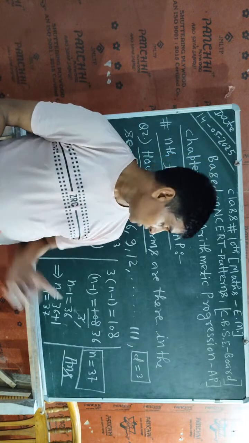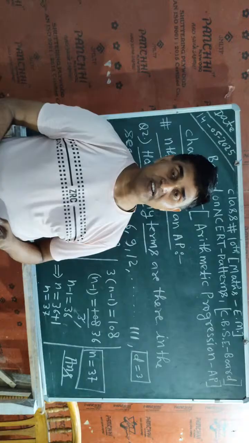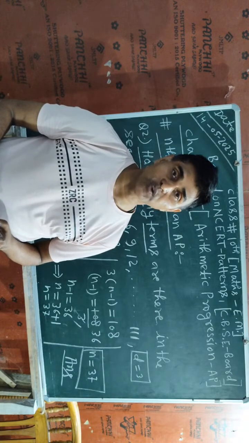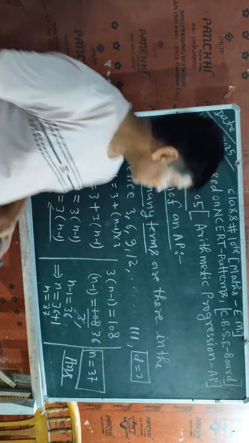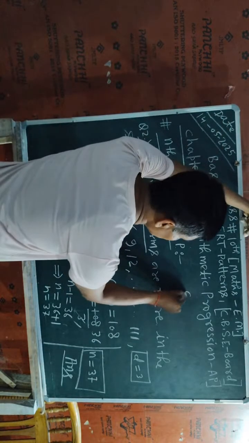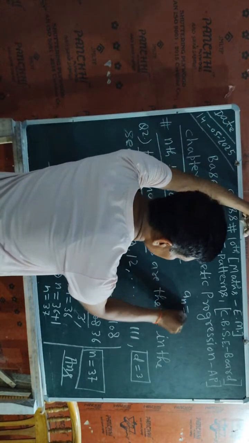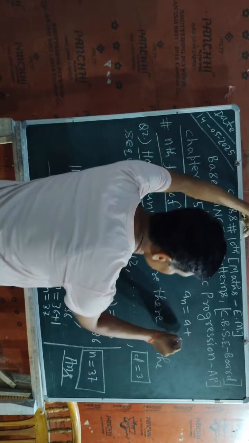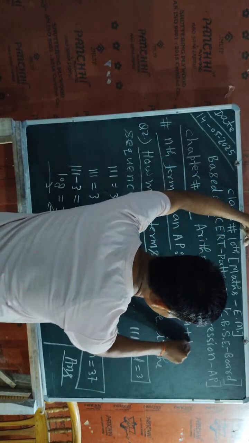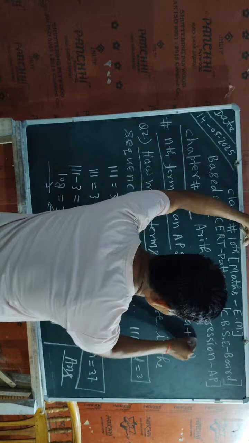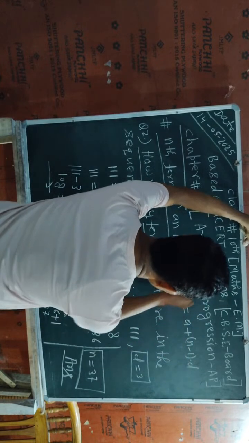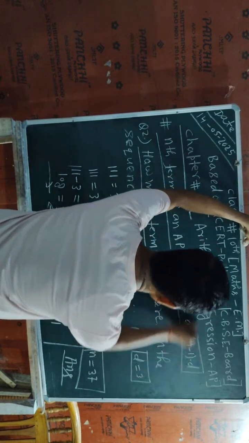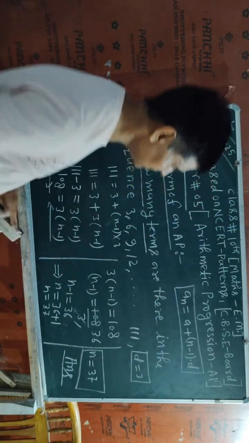After deciding, you have to calculate the nth term of that arithmetic progression. Okay student, for the nth term of an arithmetic progression, there is an available formula, and each and every student has to remember it: n minus 1 into d. So this is the formula, and each and every student has to remember it in an easy way.